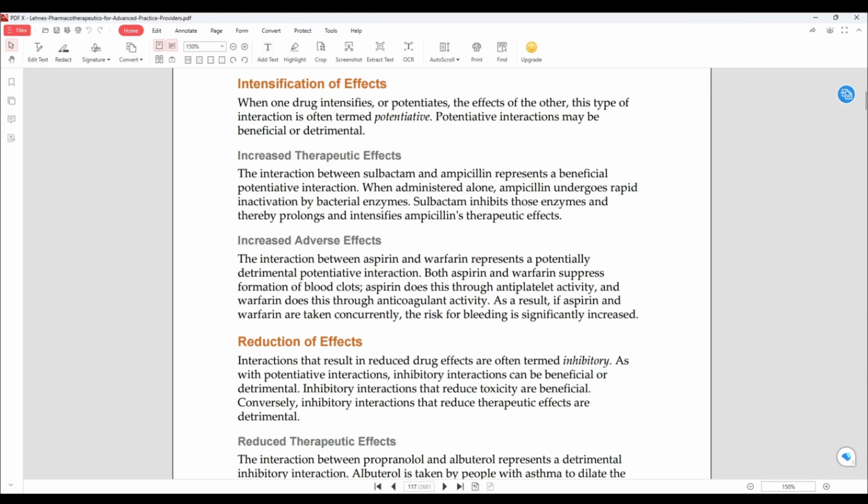Intensification of effects. When one drug intensifies or potentiates the effects of the other, this type of interaction is often termed potentiative. Potentiative interactions may be beneficial or detrimental.